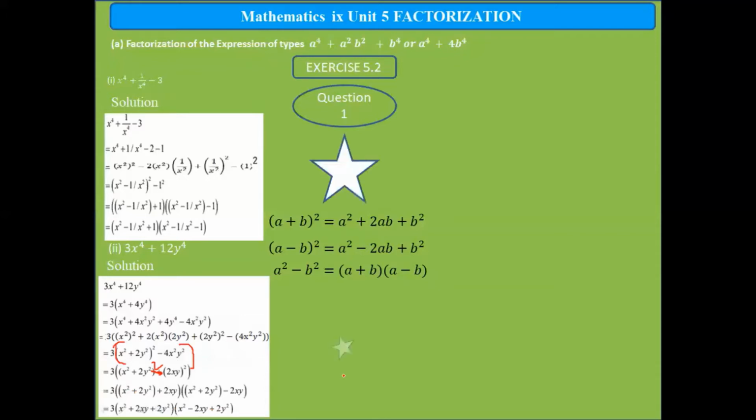Part 3. Third part: a raised to power 4 plus 3a square b square plus 4b raised to power 4. Solution.